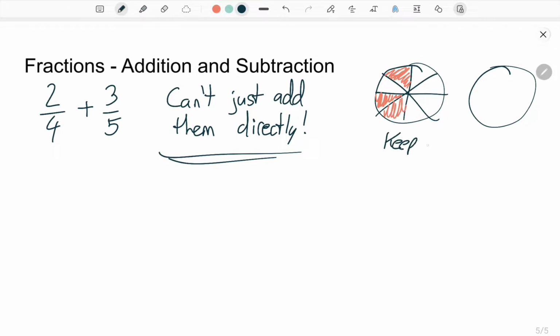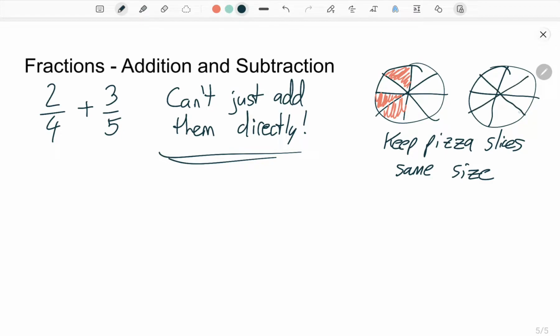Keep pizza slices the same size. So if I were to cut up this second pizza, I'd want to make sure I cut it up into eighths as well and keep them the same size. I didn't do a good job there. This piece way down here is much bigger than this piece. And that's the idea behind fractions. So we want the fractions to be the same size, and by the same size, we're looking at the denominator. So we need denominators the same.